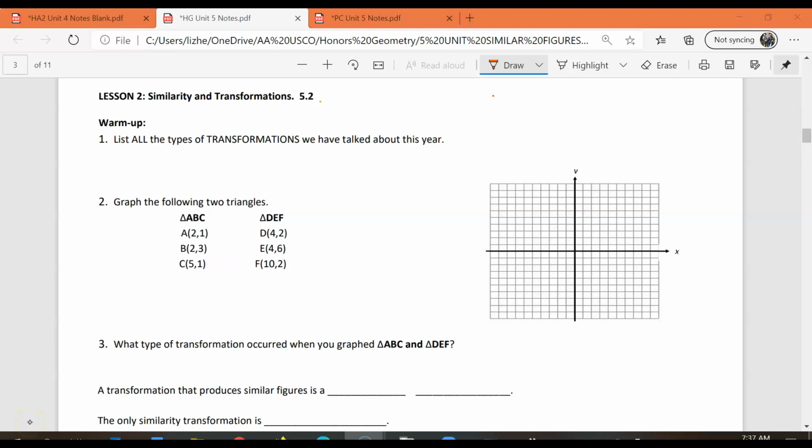Okay, geometry, we are on lesson 2. So, unit 5, lesson 2, similarity and transformations. Warm up. List all the types of transformations we have talked about this year.